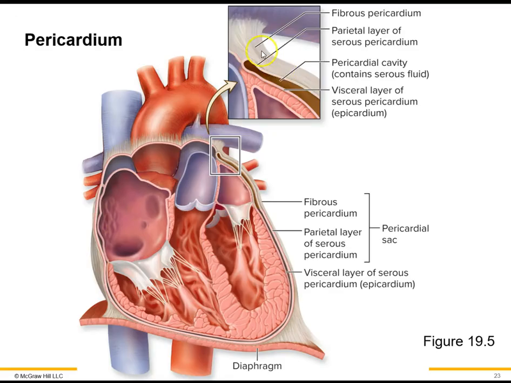You have the fibrous pericardium here, and that's going to attach directly to the parietal layer of the serous pericardium. And that parietal layer of serous pericardium folds back onto itself and attaches directly to the heart. And now it's called the visceral layer of the serous pericardium. There's a space between the parietal and visceral layers. This is the pericardial cavity, and it contains serous fluid, and that helps to reduce friction as the heart beats.